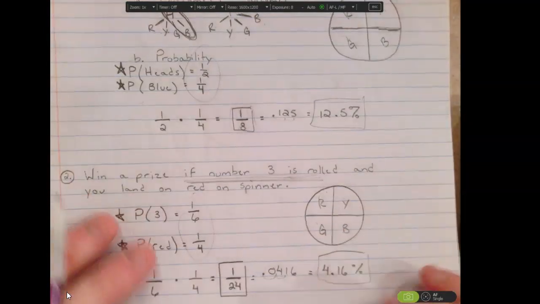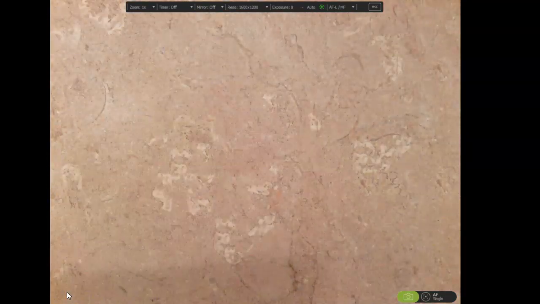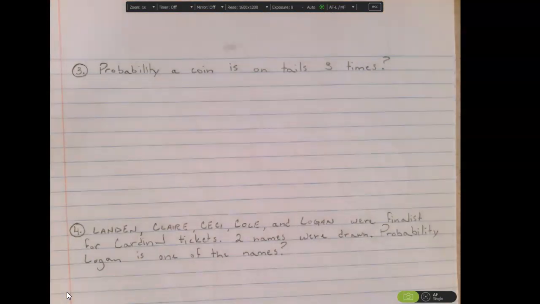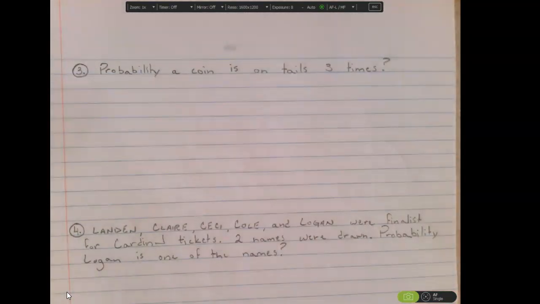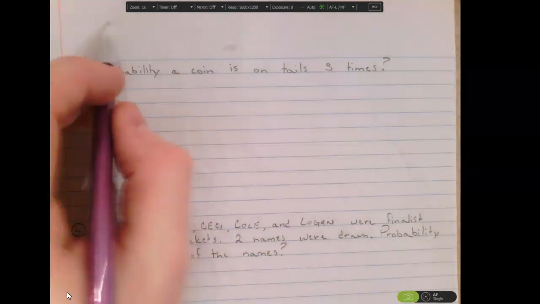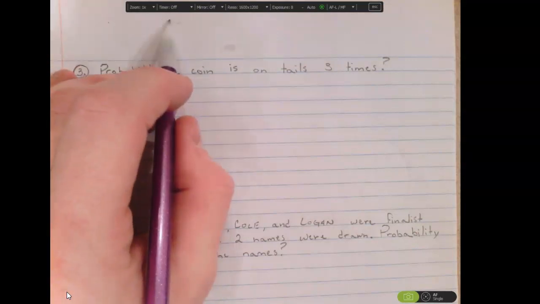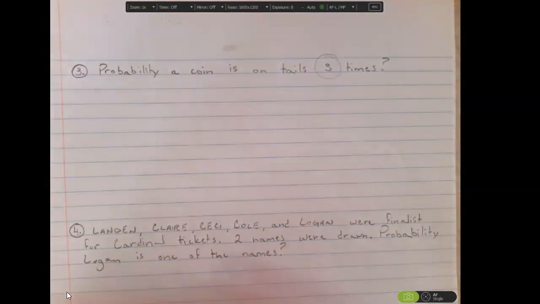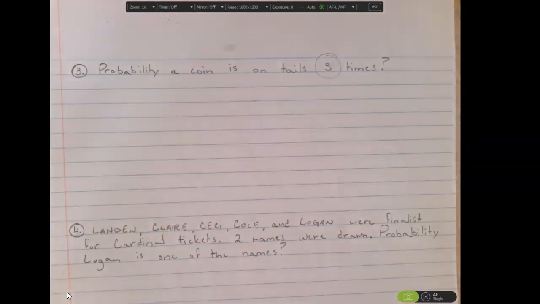I've got 2 more problems for you, and then we'll see how you do with this lesson. So the next problem: probability a coin lands on tails 3 times. This time, guys, I've got 3 things happening. Previous problems we had 2, this time 3. Notice, on the previous problems, I had 2 things I was multiplying because 2 things were happening. I've got 3 things happening now, so I'm going to be multiplying 3 things together.